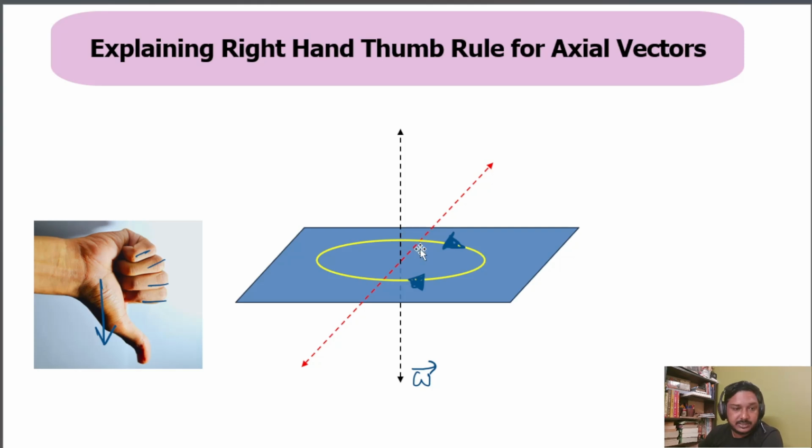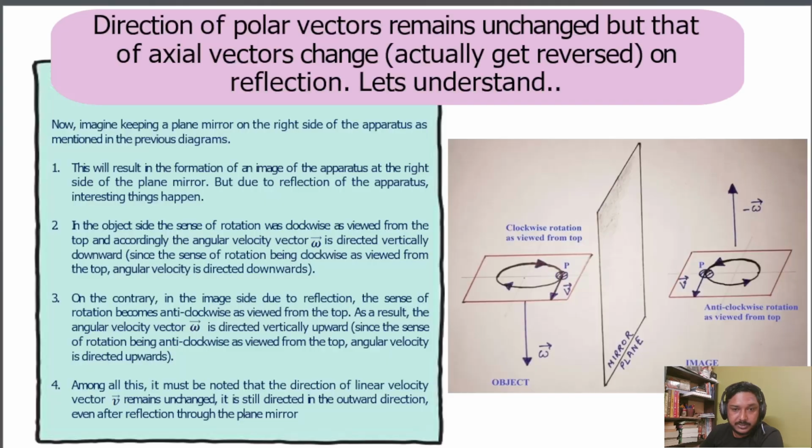So that is basically the reason for the reversing in the direction on a mirror. As you can see in this diagram, on the left side is the object side, and this is the image side. This is the plane mirror in the middle. On the object side, if I am seeing from the top, looking from this direction, the particle is rotating in the clockwise direction.